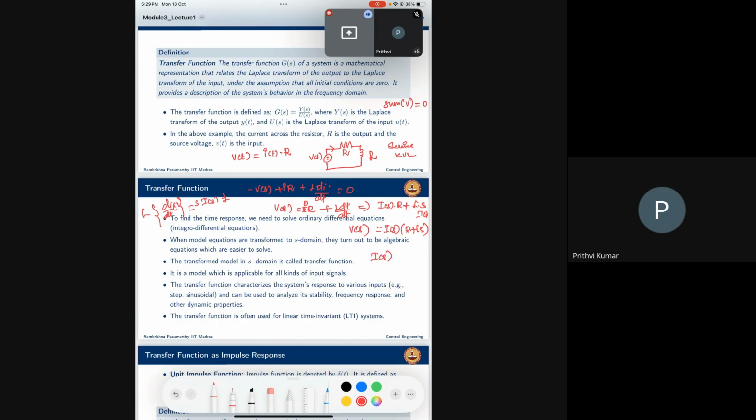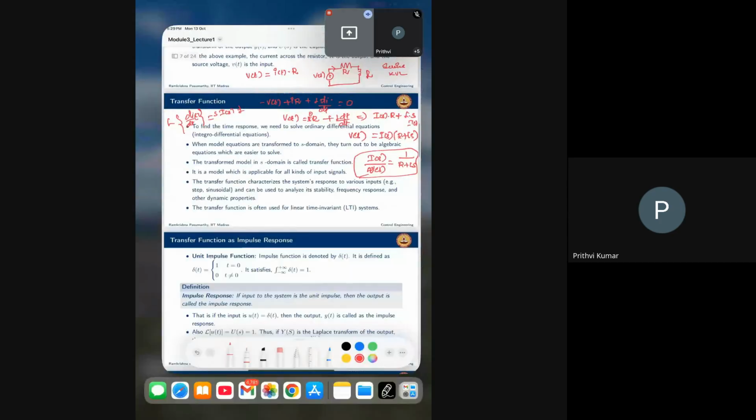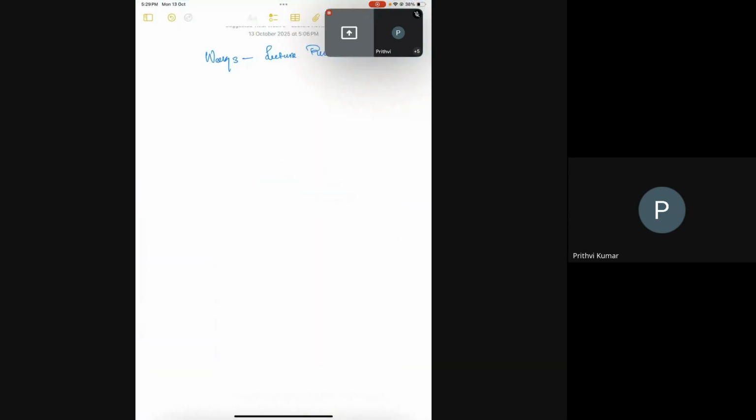Now if I want to write it in terms of output by input, I of s by V of s is equal to 1 by R plus Ls. So this is the transfer function of the system. Now what is the relation between transfer function and the order of a system? How will you interpret this?